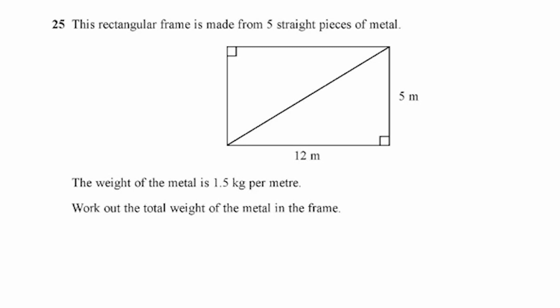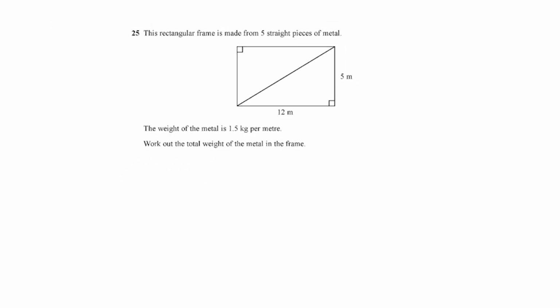Question 25. This rectangular frame is made from 5 straight pieces of metal. The weight of the metal is 1.5 kilograms per meter. Work out the total weight of the metal in the frame. Right, well, first of all, we need to work out the length of all the pieces of metal in the frame.